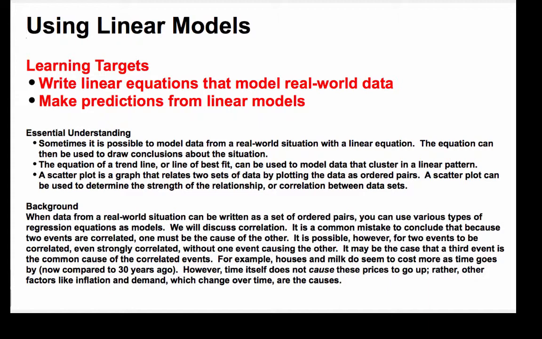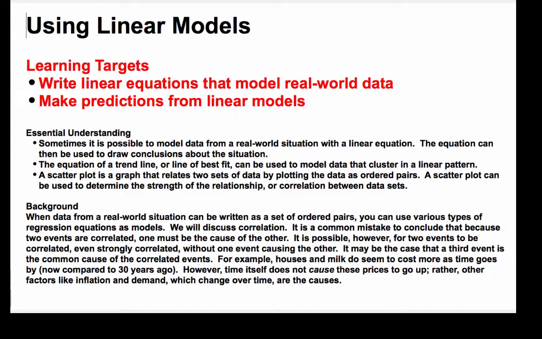Some essential understanding for the lesson: sometimes it is possible to model data from a real-world situation with a linear equation. The equation can then be used to draw conclusions about the situation. The equation of a trend line or line of best fit can be used to model data that cluster in a linear pattern. A scatter plot is a graph that relates two sets of data by plotting the data as ordered pairs. A scatter plot can be used to determine the strength of the relationship or correlation between two data sets.